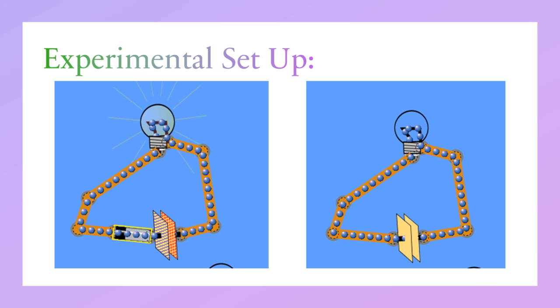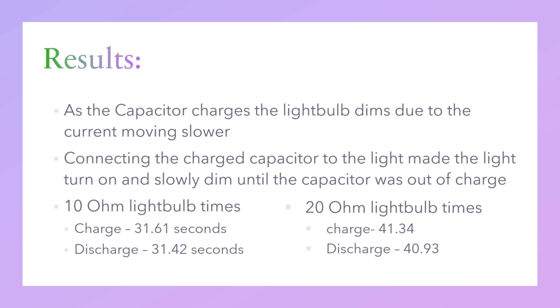So here's experimental setup 2, where we set up both a 10 ohm and 20 ohm light bulb to a battery and a capacitor, and on the right hand side it's just the capacitor that was charged. The results from this are, as the capacitor charged, the light bulb dimmed due to the current moving slower, and then connecting the charged capacitor to the light made the light turn on slowly and then dim until the capacitor was completely out of charge.